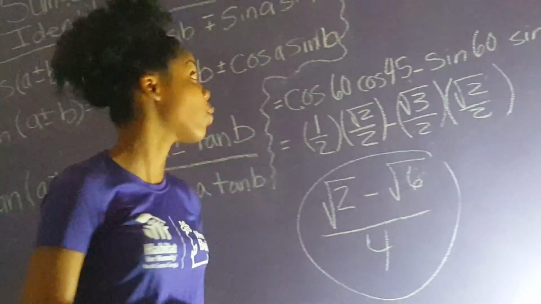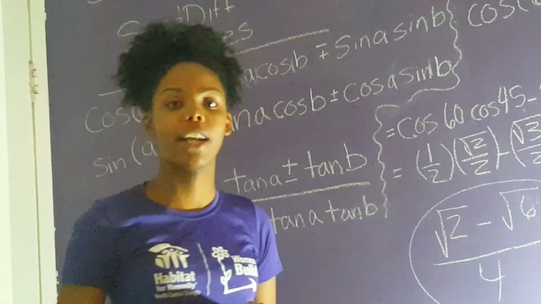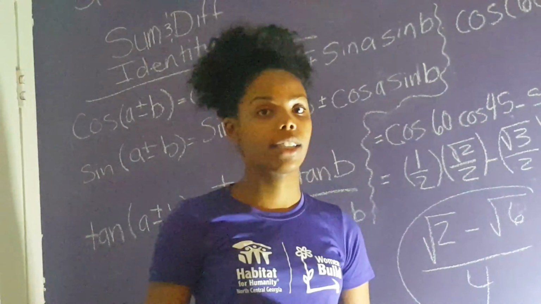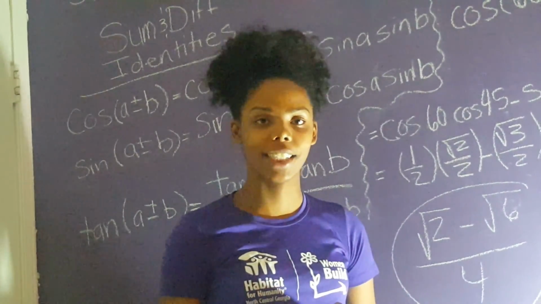And now we have been through all of our sum and difference identities and our half angle and double angle identities.